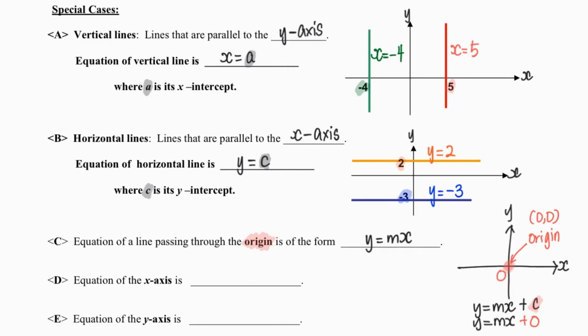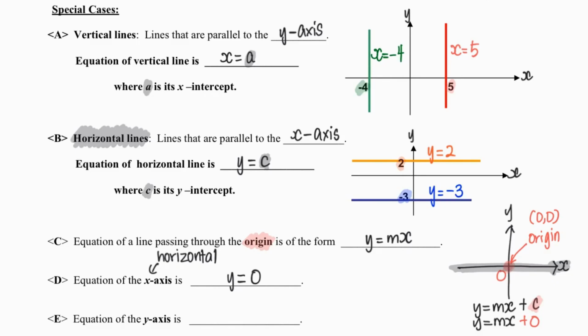Equation of the x-axis. Okay, the x-axis happens to be a horizontal line. So I look at the horizontal line, which starts with y. So y equals, the x-axis is here. So what is the y value? Yep, 0.